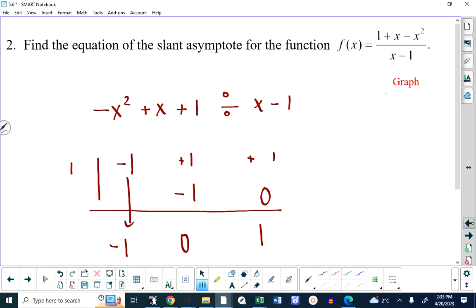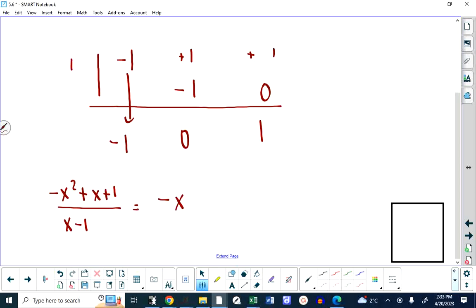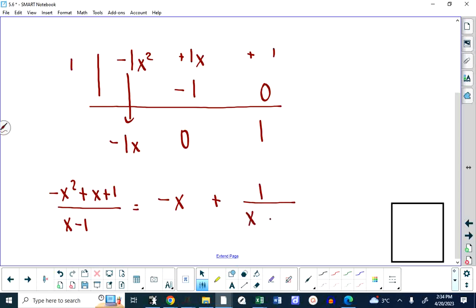What does this mean? It means that negative x squared plus x plus 1 over x minus 1 is equal to the quotient, which is negative x. If we divide into a quadratic, we get a linear in synthetic division. So that negative 1 here represents an x plus the remainder over the divisor.